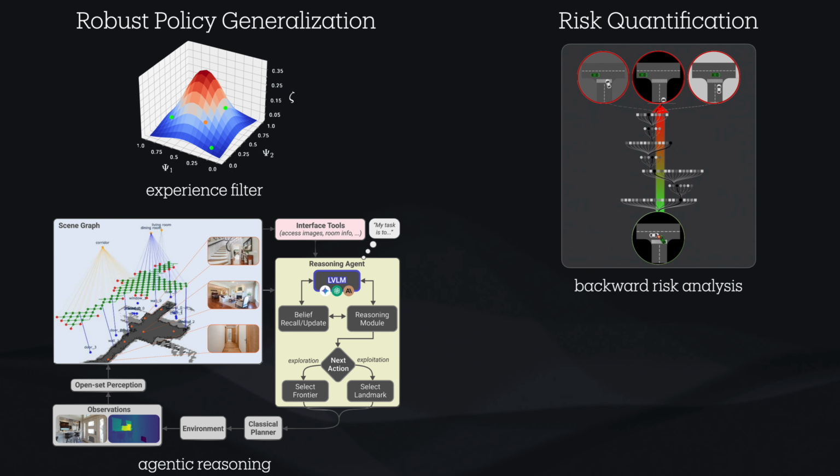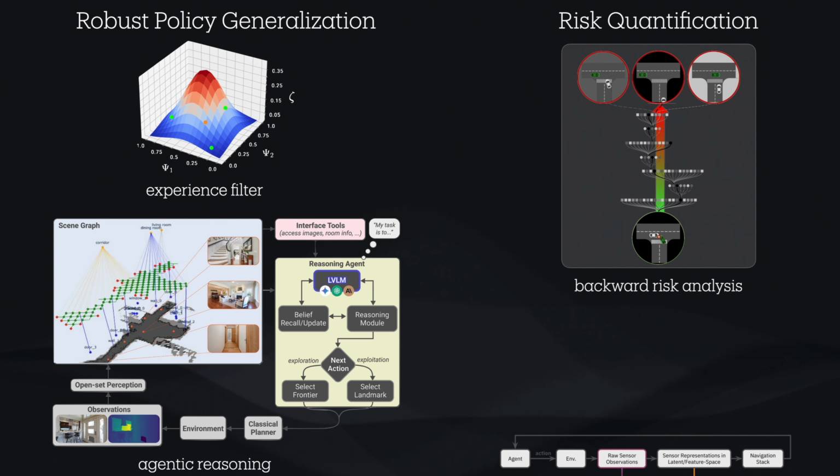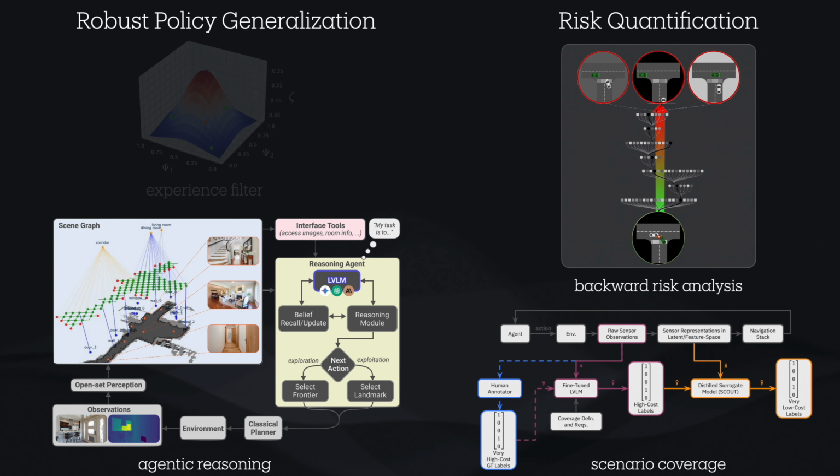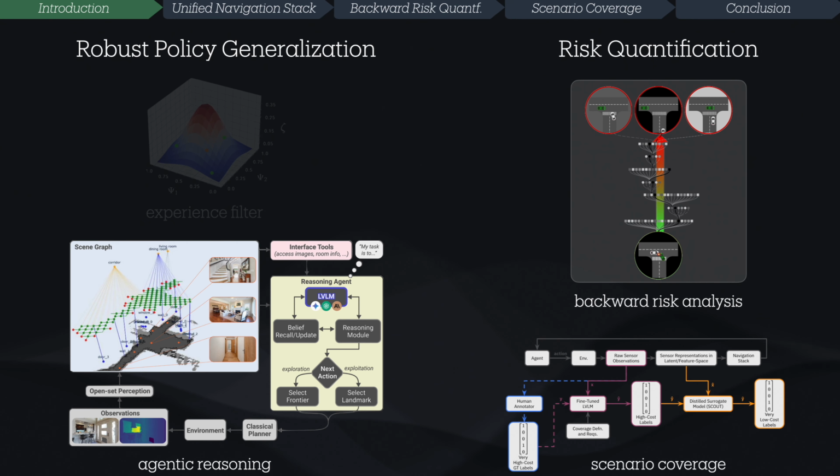The third is a risk quantification method, which uses a backward risk analysis scheme. And the fourth is a scenario coverage method, which maps our exposure to these risks. Today, for the sake of time, we'll be skipping the first part, and I'm going to be focusing on the latter three. And so with that, let's get started.